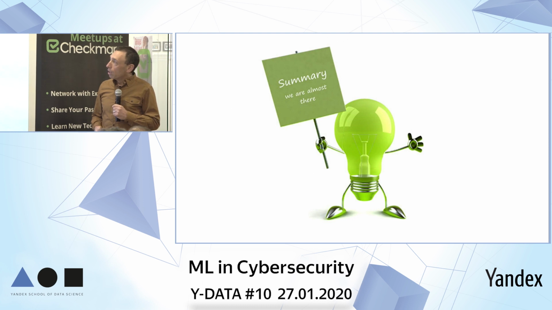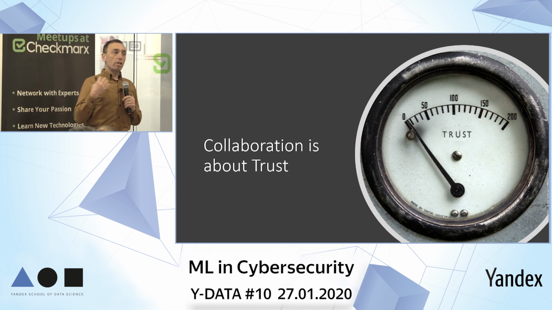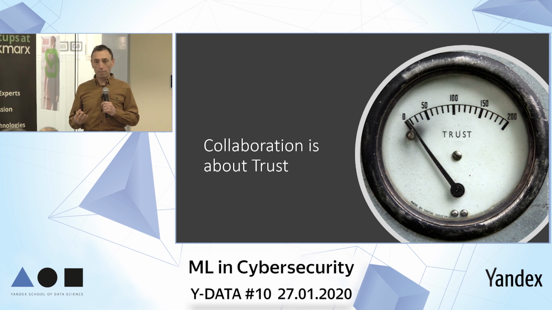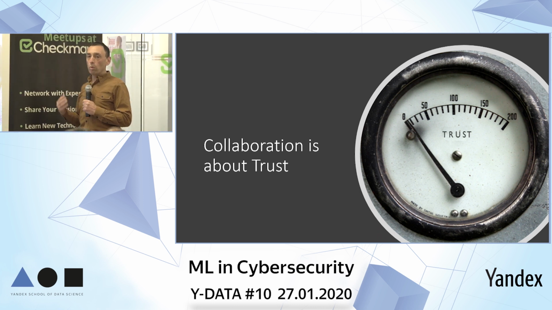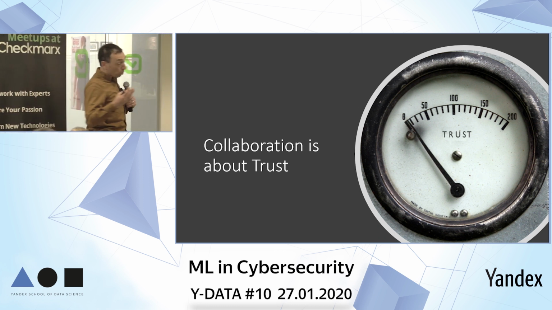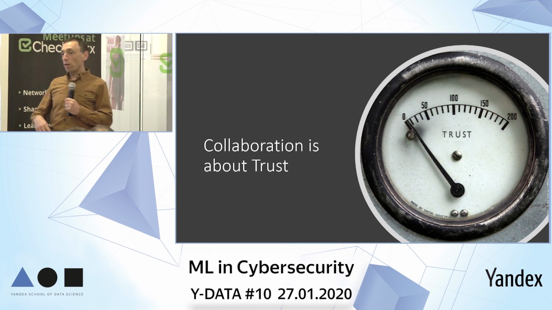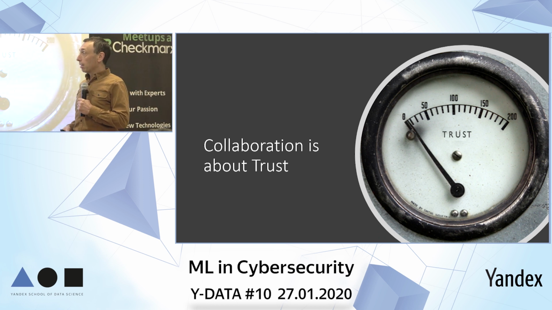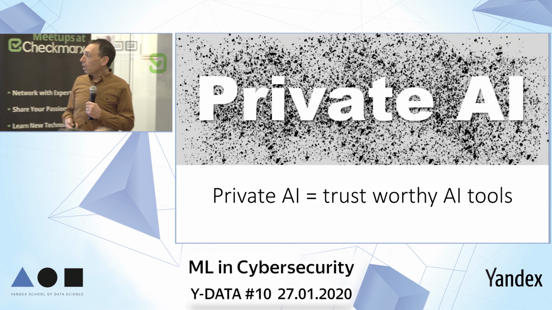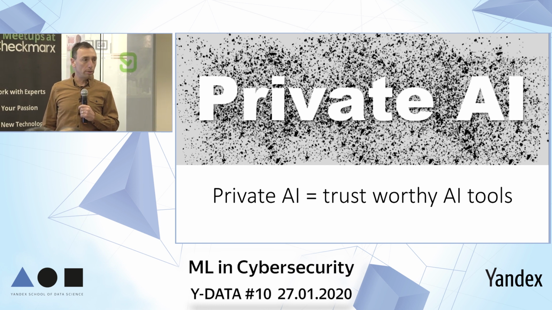So let me just summarize. When you're working in a scenario in which you have to do some collaboration and there are some constraints, it's all about trust. You have to understand what you trust. If you all trust me, then that's great, that's easy. I'll do everything for you. But if you don't trust me, you have to rely on encryption, on mathematics, and there is a price to pay, but it's possible to do that. And private AI is about trustworthy AI tools, and this is what we're trying to build. Thank you.